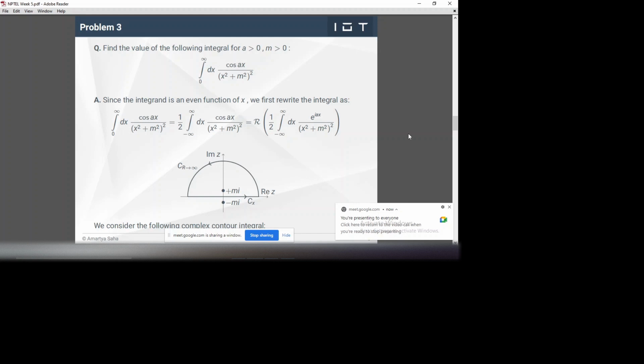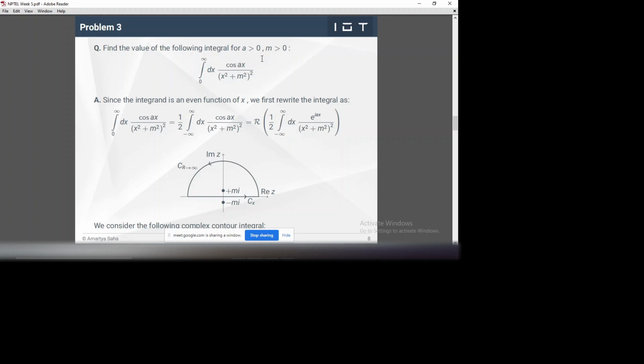So again, we have to compute a real integral where the range of integration is again infinite. But now be careful, it runs from 0 to infinity. Earlier it was from minus infinity to plus infinity. And there we have this specification: a is greater than 0 and m is greater than 0. So we'll see this specification will be important.